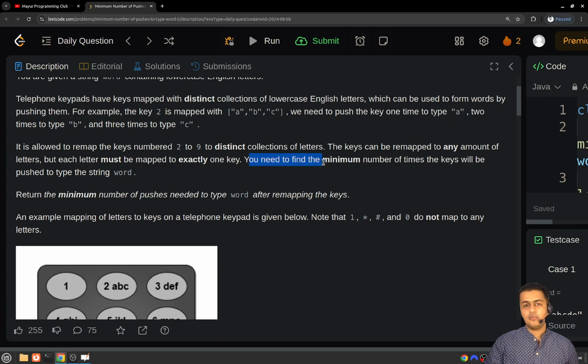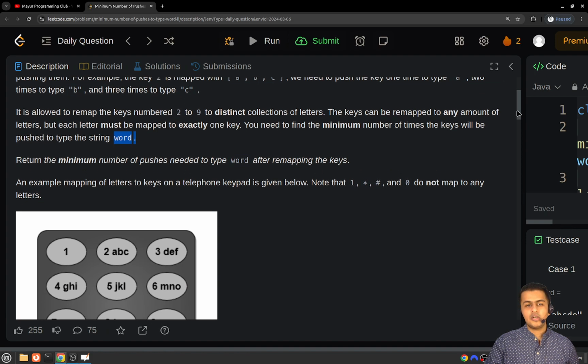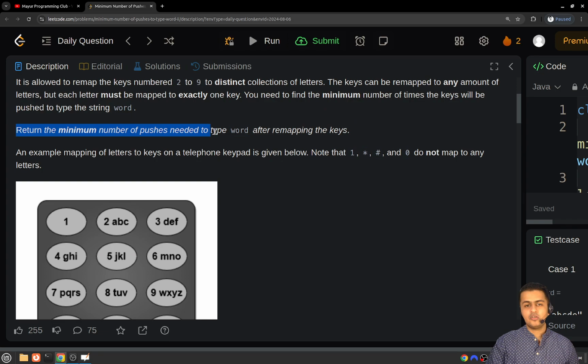Okay, you need to find the minimum number of times the keys will be pushed to type the string word. So you will be given a string word and you have to type that on the screen, and in order to do that you will be using these keys, and you have to tell how many minimum key presses will be required to type the word. Return the minimum number of pushes needed to type the word after remapping of the keys. If you want to remap, you can do so.